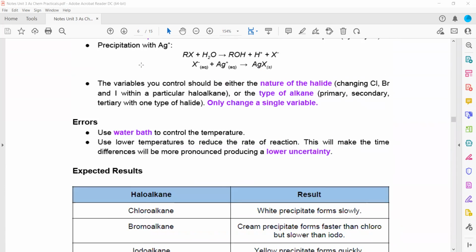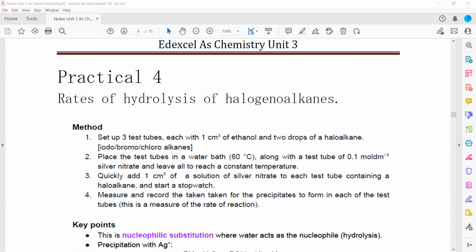Is it clear how we can study the rate of hydrolysis of halogenoalkanes?